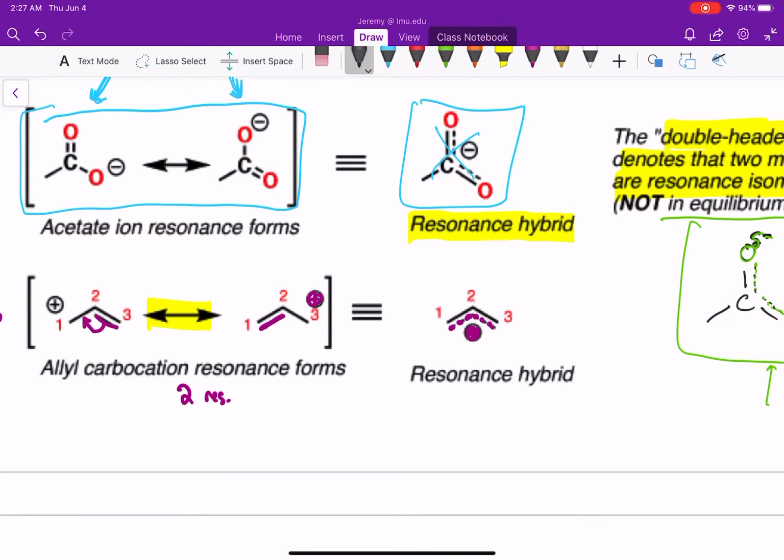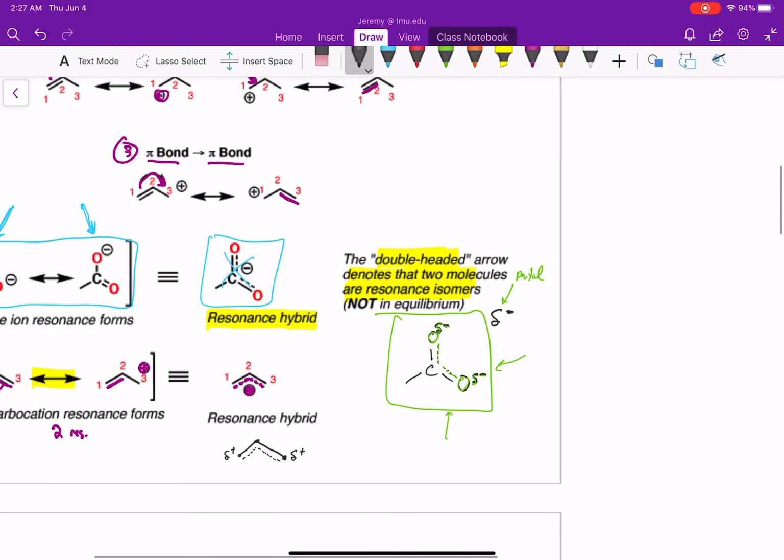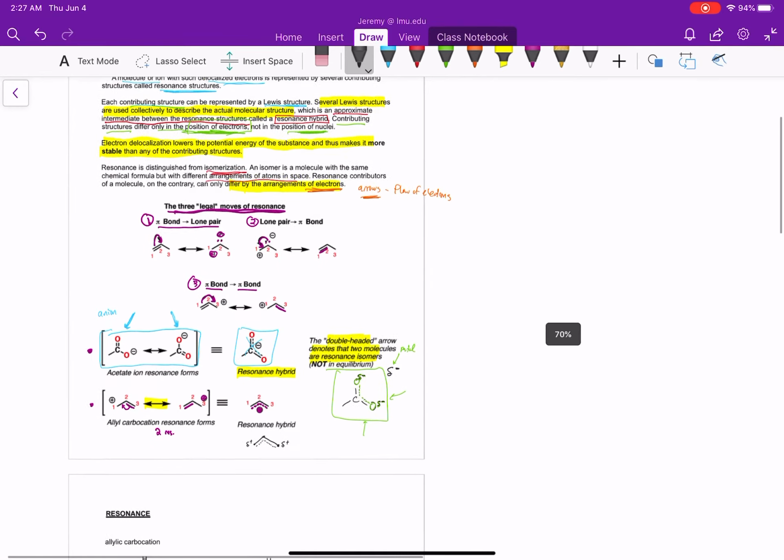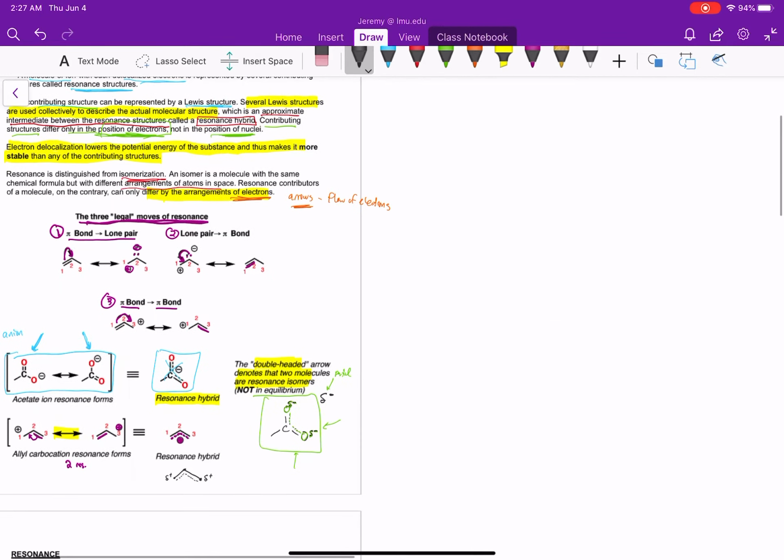Again, what I prefer to do is, when we draw resonance hybrids, to draw our dashed lines to say sometimes they're double, and then for the carbons that have the plus, I prefer to write a partial plus on the carbon on the left and a partial plus on the carbon on the right. Okay? So that's kind of our introduction to this.